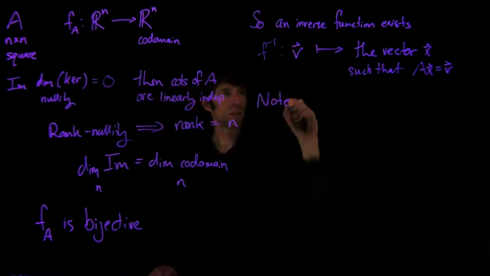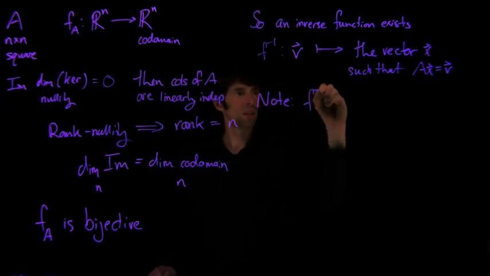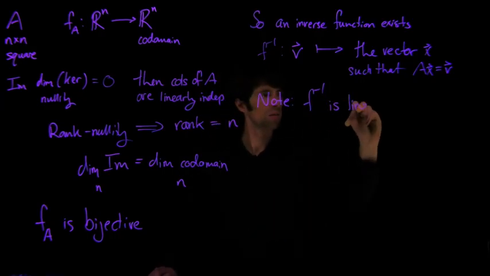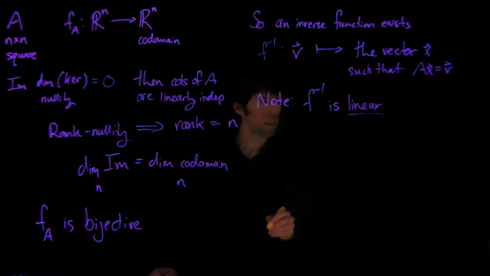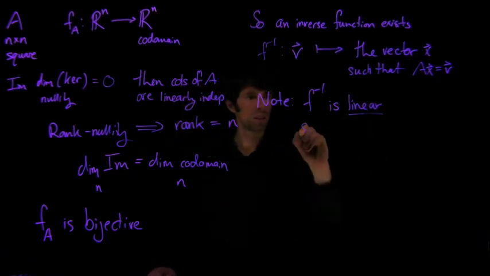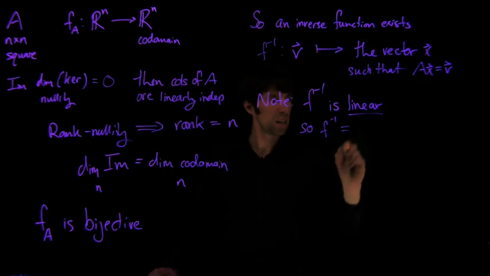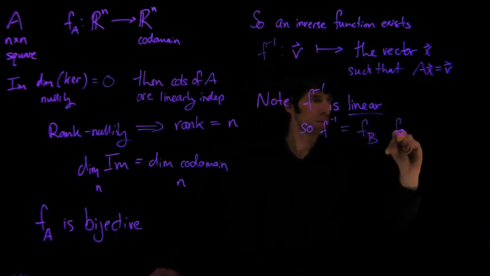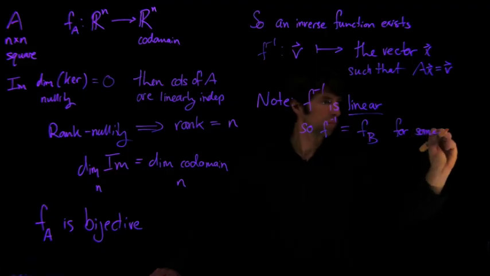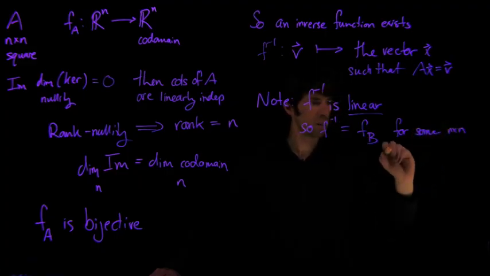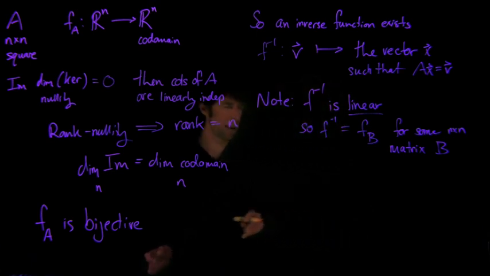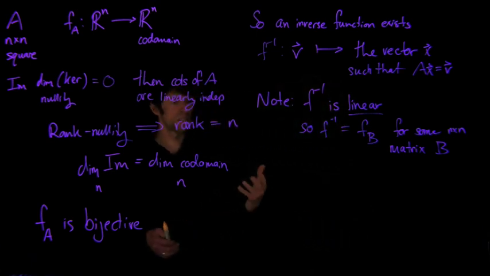Now note that this f inverse function here is linear. This is a linear function. So f inverse is equal to f sub B for some n by n matrix B, because every linear transformation is given by a matrix.